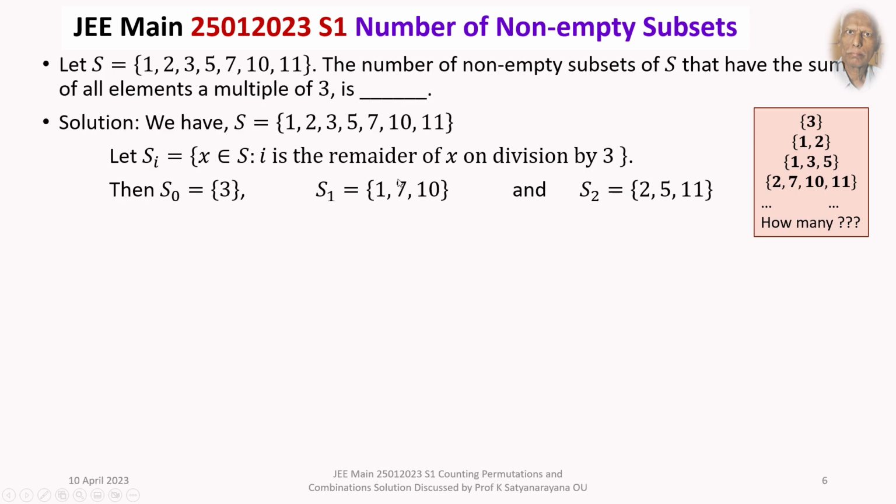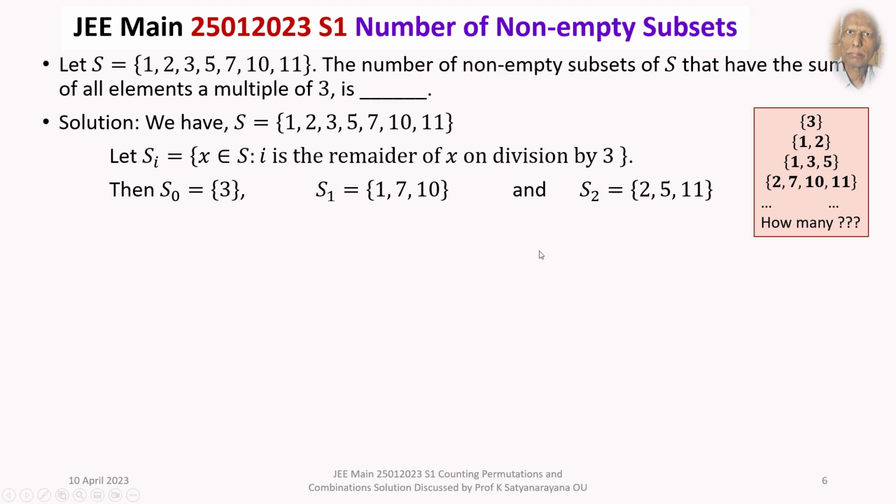S1 is 1, 7, 10. You can see on division by 3 it gives the remainder 1. And S2 is all those elements that when divided by 3 give remainder 2. So 2, 5, 11. So now this S is partitioned into 3 sets.